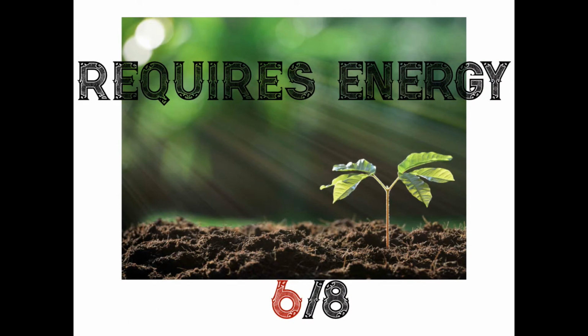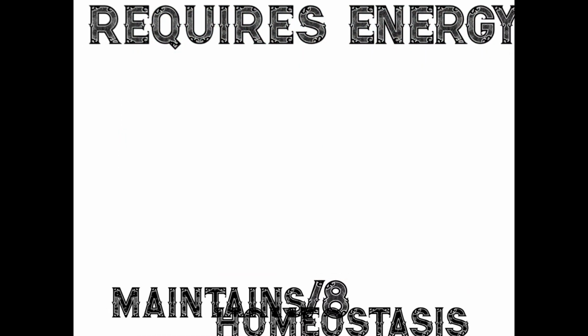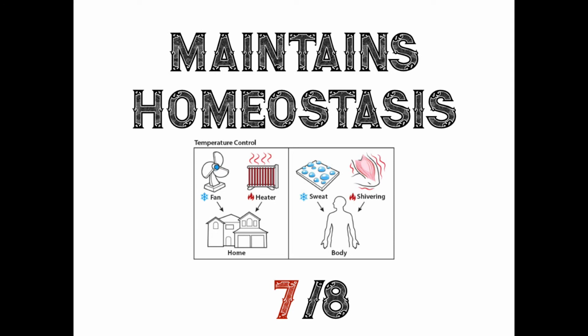Okay, it also requires energy. Now, our ultimate source of energy is the sun, and plants absorb the sun and transfer that energy into glucose, and then other organisms eat that plant, and the energy gets passed along. And this is something that we're going to dive really deep into later on in biology. And so the seventh characteristic is it maintains homeostasis.